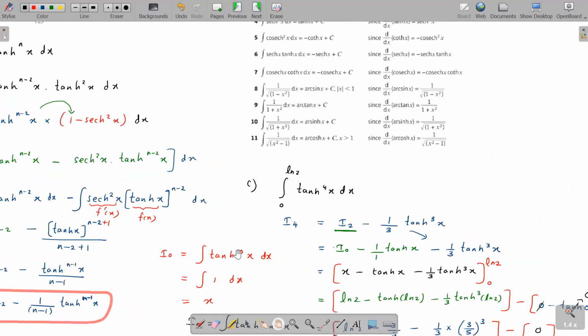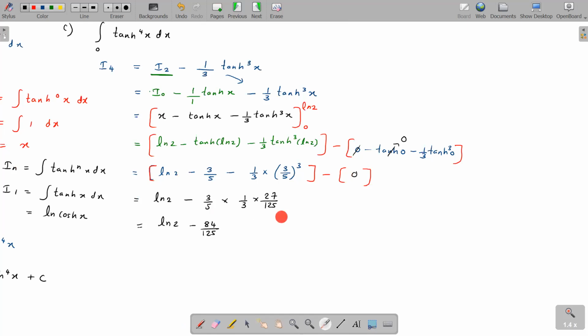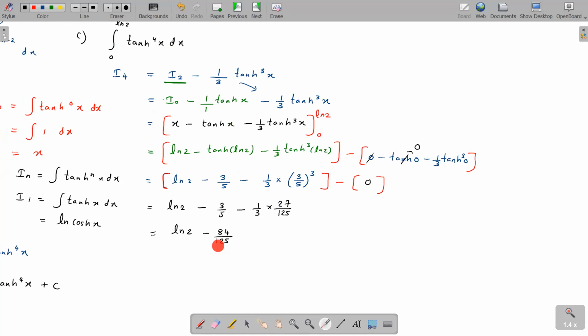Minus 84 over 125. Basically it means you type this in the calculator. When you type it in the calculator, do we get this answer? 3 over 5 minus 1 over 3 into 27 over 125. Check the answer. See whether it comes. Okay, so we get this answer, right? When you type in the calculator, we get ln 2 minus 84 over 125. Okay, let's move on to the next question.